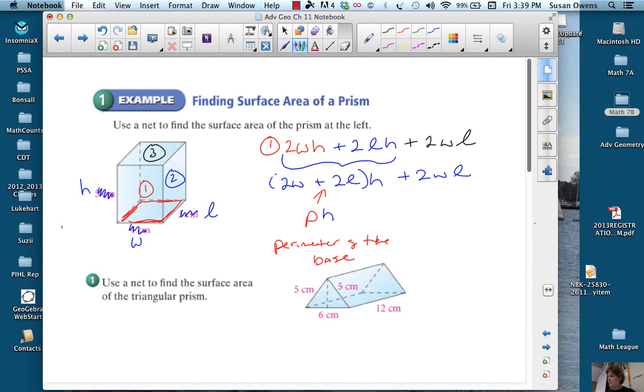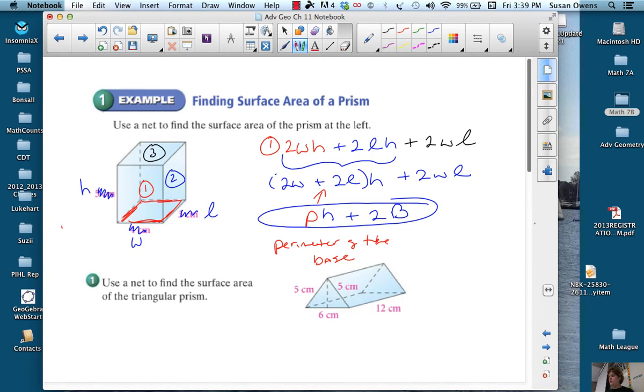Well, if I'm going to call the top and the bottom bases, then this other side, 2WL, that's just going to be 2 of the bases. So I'm going to write 2 bases. And this is going to be the formula that we're going to use. You can use the perimeter times the height to find the lateral area, and it'll do all 4 of those rectangular faces.